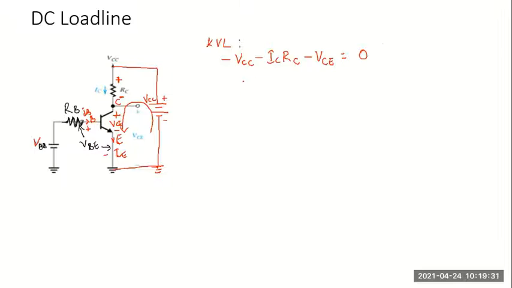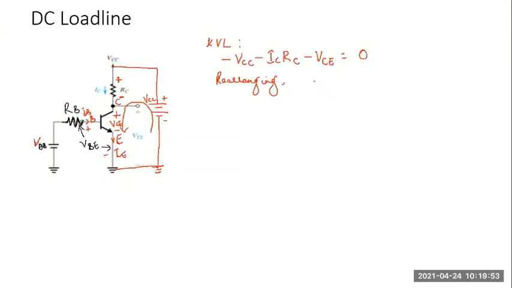Yes or no? Any doubts with this KVL? You should be quite familiar. Minus VCC minus ICRC minus VCE is 0. If you have any doubts, please ask. Now I will rearrange this.